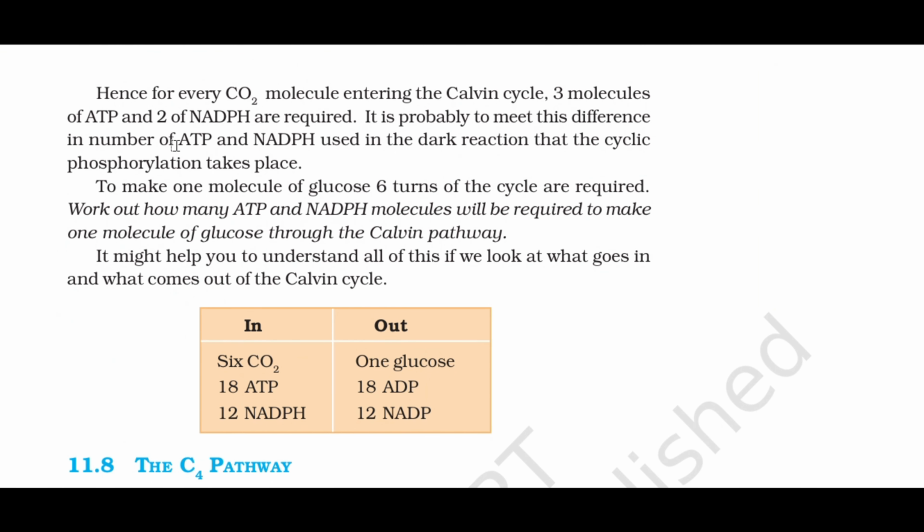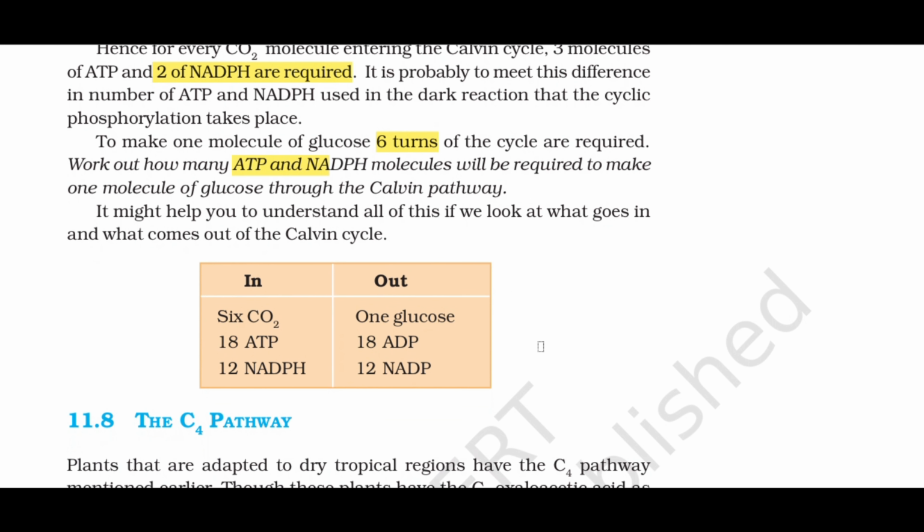It is probably to meet this difference in number of ATP and NADPH used in the dark reaction that cyclic phosphorylation takes place. To make 1 molecule of glucose, 6 turns of the cycle are required. Work out how many ATP and NADPH molecules will be required to make 1 molecule of glucose through the Calvin pathway. It might help you to understand all of this if we look at what goes in and what comes out of the Calvin cycle.